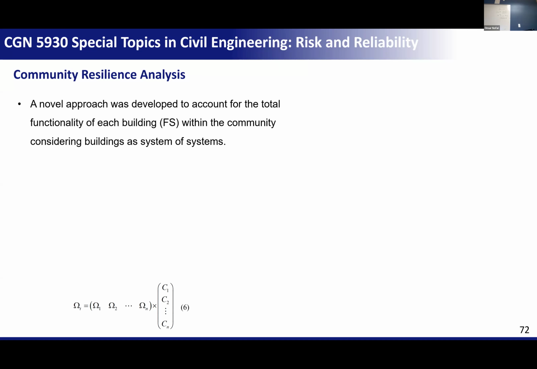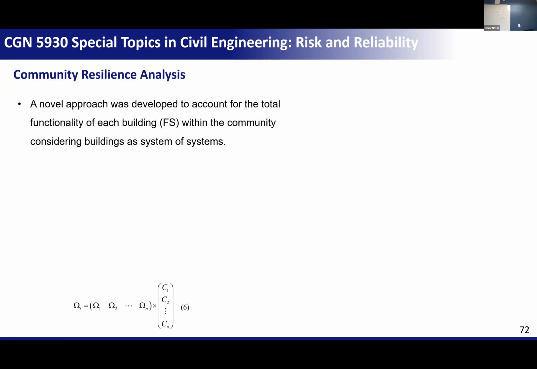So what we did is, we said, let's assume that the functionality of a building is omega. And this omega depends on many omegas. One of the omegas is the physical functionality of the building, if the building is physically damaged or not. The second one is the power. The third one is the water. Another one is the transportation. Another one is the schools. So you can keep including systems up to any number, but be careful, because the more systems that you add, the more complex you make your system.